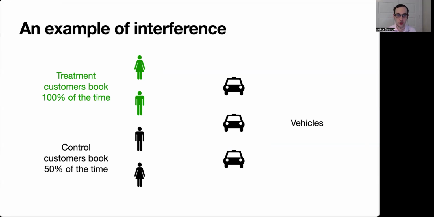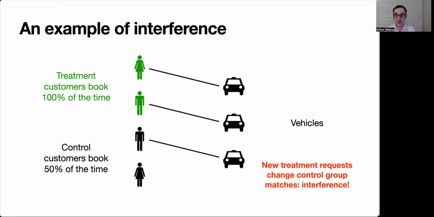We're going to put half of our users in treatment and the other half in control. So what happens? Now we're going to get 3 requests. As a result, the platform is going to match those requests to drivers. What you'll notice is that the third person here is now matched to a different vehicle in the experimental state than they would have been matched to in the global control state. That means we have new treatment requests changing the outcome for the control group. And this is a textbook example of interference.